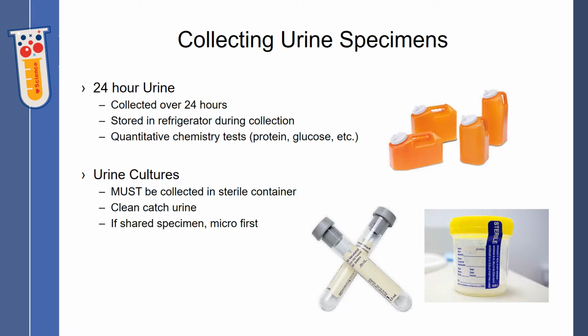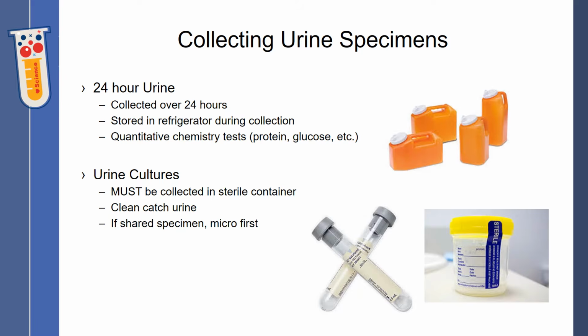24-hour urine specimens may be collected for quantitative chemistry tests. So maybe a 24-hour urine protein or a 24-hour urine glucose. I believe they collect these at some point during pregnancy and test 24-hour urine specimens. So you'll see that from pregnant women pretty often. The orange jugs up there are collection containers for 24-hour specimens. And a note about these: they really need to be refrigerated during collection.